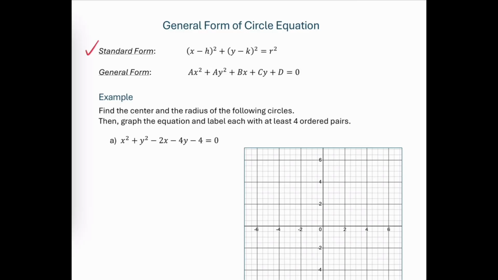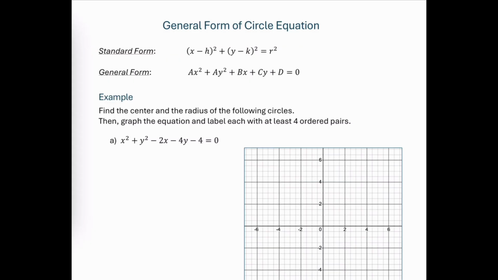The standard form of the equation of a circle is (x − h)² + (y − k)² = r². When we have a circle written in the standard form, we can simply extract the center as the ordered pair (h, k) and the radius as the value of r straight from the equation.